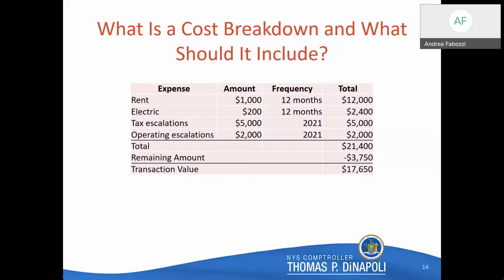In this example of a lease holdover, the tenant is responsible for paying the landlord for rent, electric, tax, and operating escalations for this 12-month period. Because all the costs are paid directly to the landlord, they're all included in the transaction value. The total for all those expenses is $21,400, and in this case, there's also an amount remaining on the contract of $3,750, which, when subtracted, results in an SFS transaction amount of $17,650.